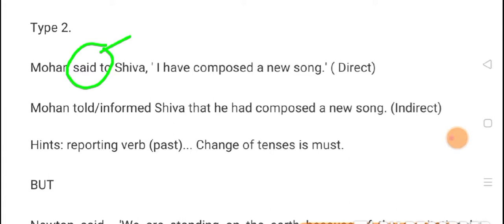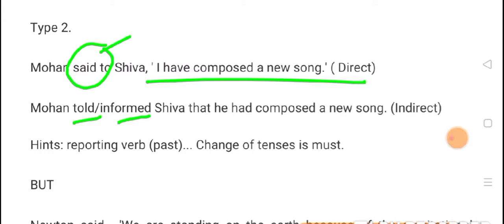So in case of past tense, what do you have to do? You have to change the tense of the reported speech as well as the subject. All changing would be there. So Mohan said to Shiva, I have composed a new song for you, like that. That is direct. What we can write here is told Shiva or informed Shiva. Mohan told Shiva or informed Shiva.